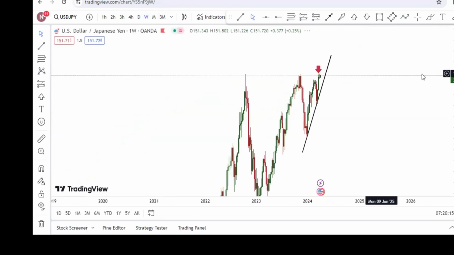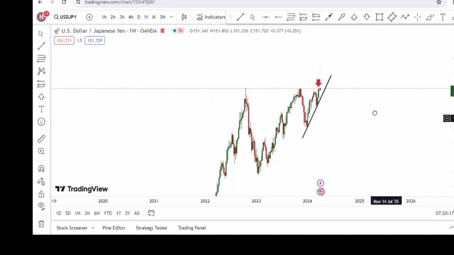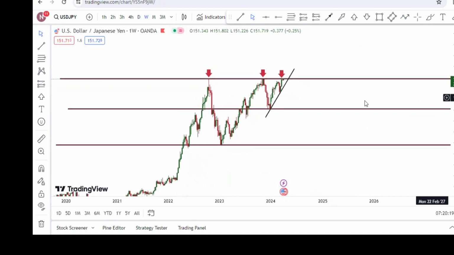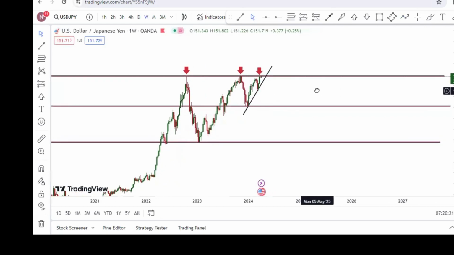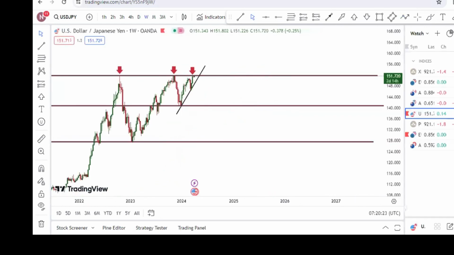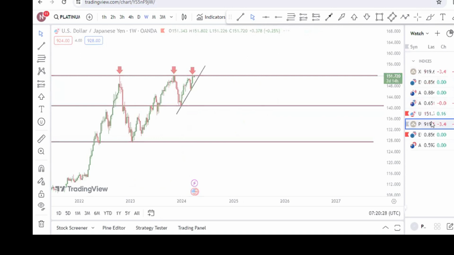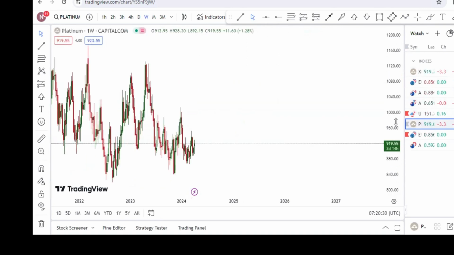So also let me go back and look for another pair that I want to check. Another pair that I also talked about in my previous video is platinum.